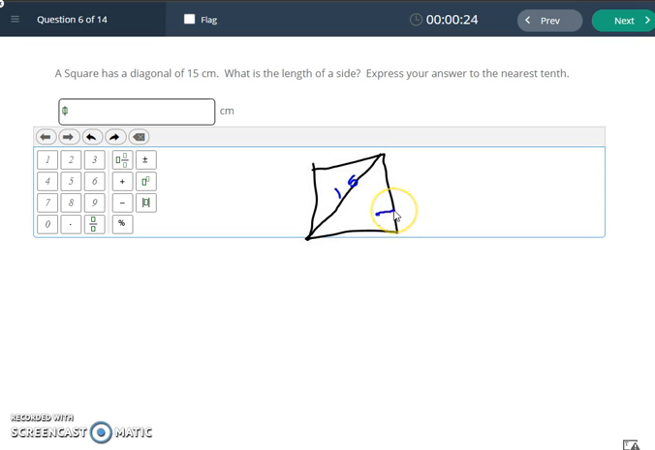Well, because it's a square to start with and you have a diagonal, that means you have 45-degree angles. And so my sides are x, and my hypotenuse is x radical 2. So that 15, which was my diagonal, is my x radical 2. We're going to divide by radical 2 on both sides to get the x by itself. Typing that into the calculator, you're going to have x is equal to 10.6.